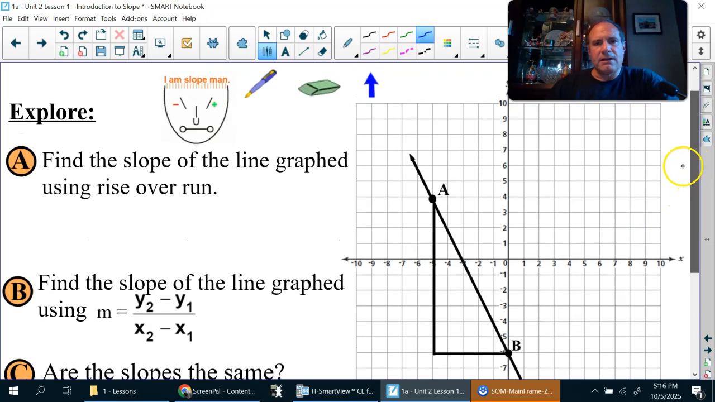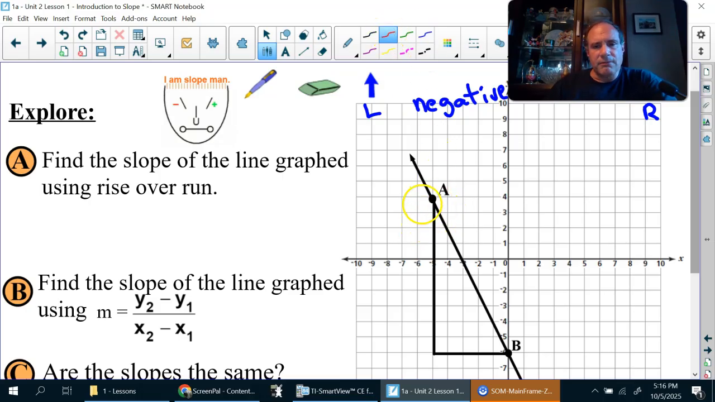Let me just go back up for a second and put L and R. This goes down from left to right. So what slope do you think it is? It is a negative slope. So right away, you know it's definitely going to be negative.